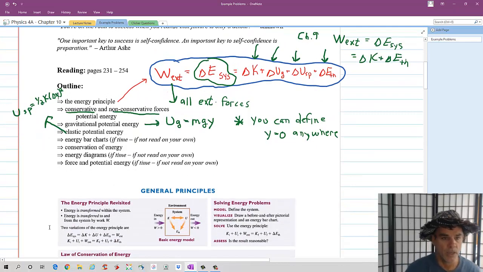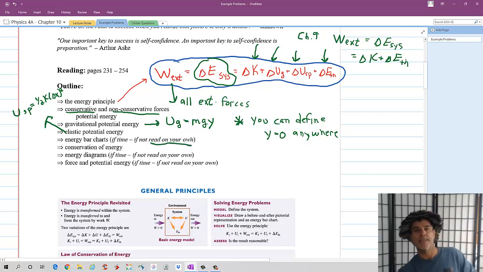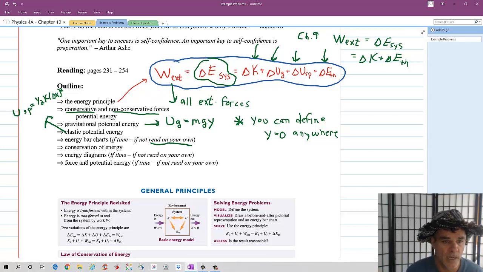Conservation of energy, real quick. Energy bar charts, I'm not going to cover. Read on your own. You may have a conceptual question on that in a quiz, but I'm not going to ask you to solve actual problems using it. Energy diagrams, don't worry about, we're not going to cover. And force and potential energy, I'm not going to cover.